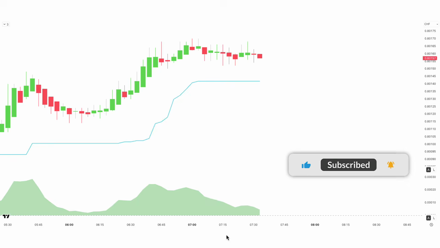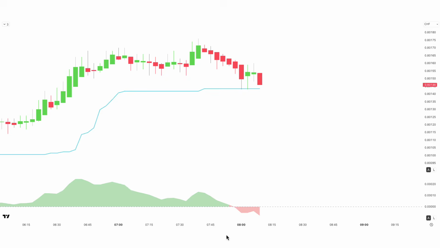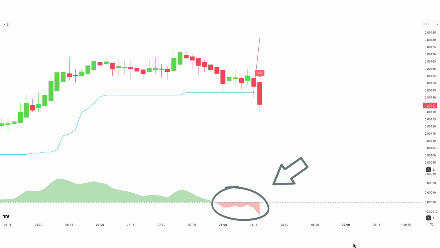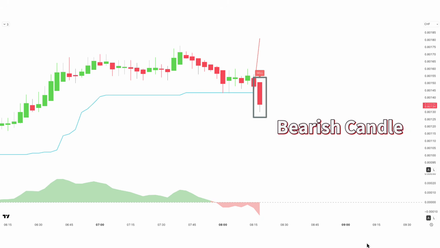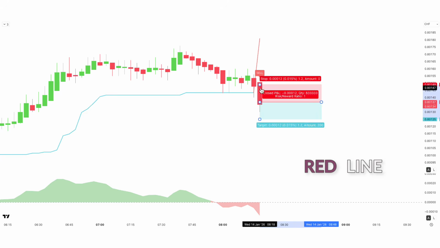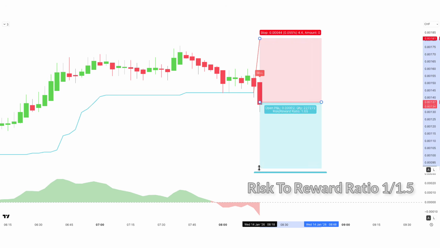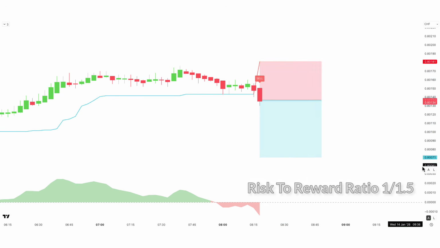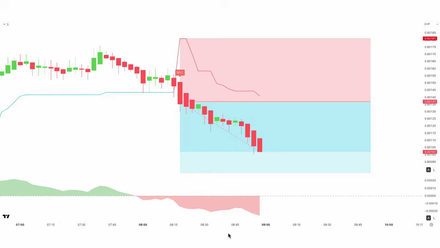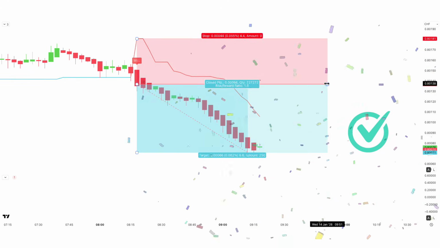Now our setup is ready. Let's see how we use this trading setup. When the Trend Cloud with Institutional arrow of this indicator is a sell signal, the MACD Momentum Structure indicator should show a red area, and the market forms a bearish candle. If this condition is fulfilled, then we will place a sell order. Our stop loss is to be placed at the red line, and the risk to reward ratio will be 1:1.5. The market has completely hit the target.